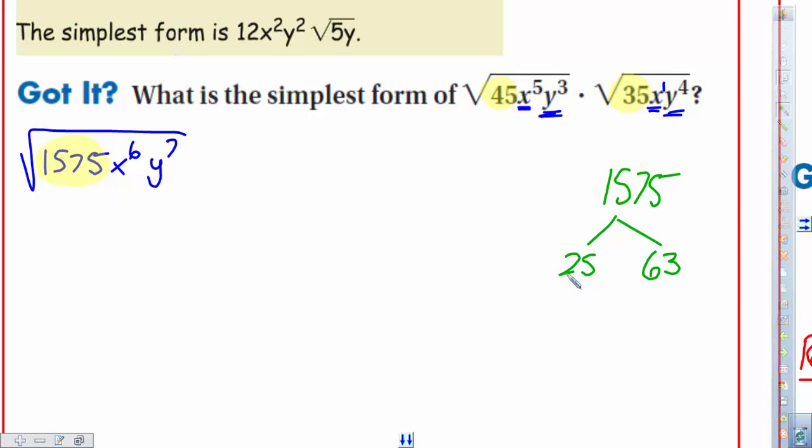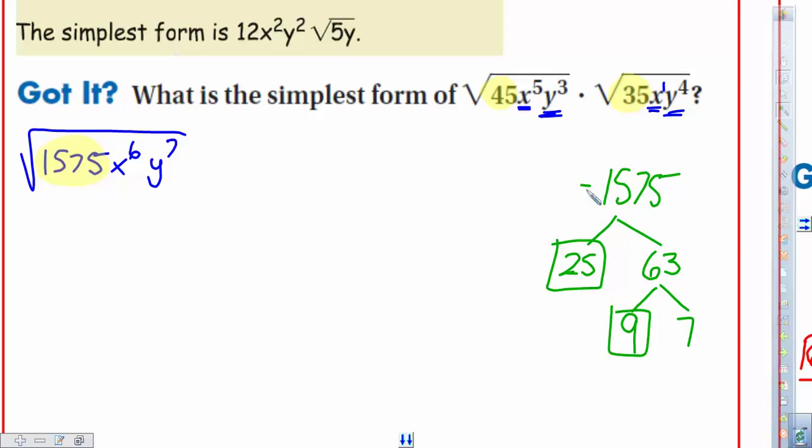Now, did we find the biggest perfect square of 25? Is there another perfect square, or a bigger perfect square, that can go into 1575? Yes, there is. And the clue is in that 63. Couldn't we factor 63 into two numbers where one is a perfect square? Yep. It'd be that 9. I think 9 times 7 is 63, right? And so here's a fact: there are no perfect squares that go into 7. So I think we're good to go.